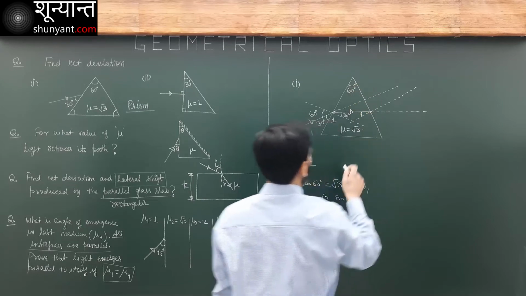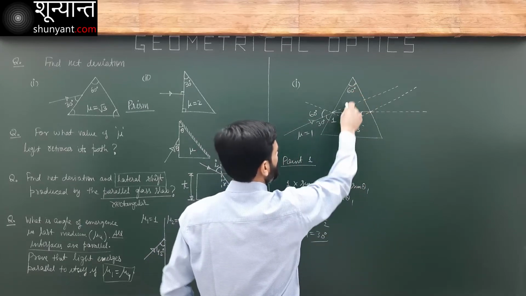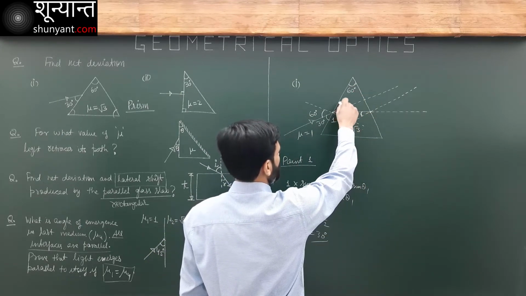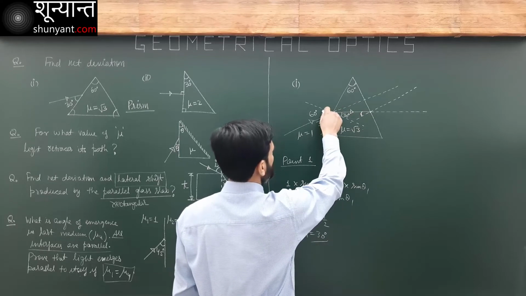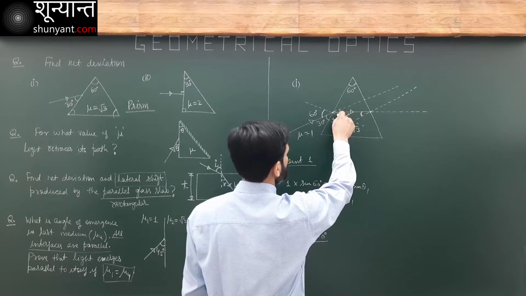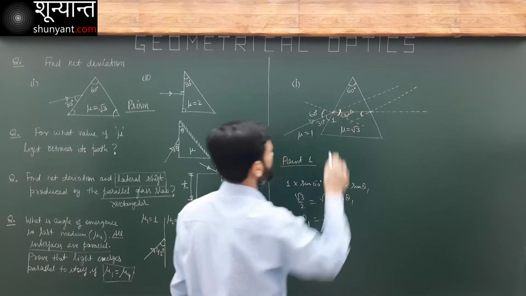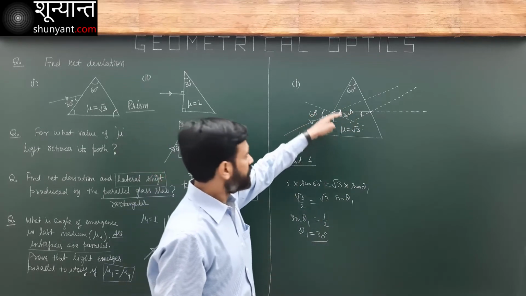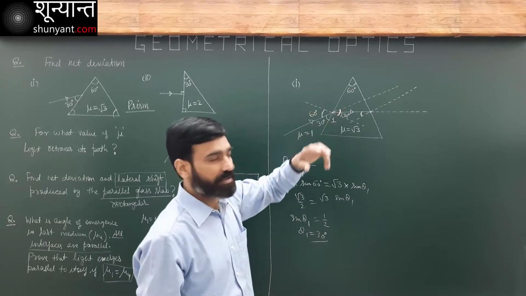This is 60 degrees. You see, this is 60. What is this angle here? This whole thing is 60. That means this whole angle from here to here will be 60.